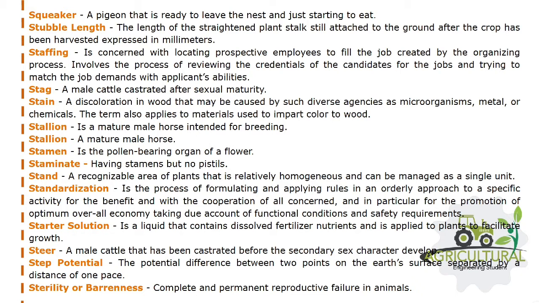Starter solution, is a liquid that contains dissolved fertilizer nutrients and is applied to plants to facilitate growth. Steer, a male cattle that has been castrated before the secondary sex characters develop. Step potential, the potential difference between 2 points on the Earth's surface separated by a distance of 1 pace. Sterility or barrenness, complete and permanent reproductive failure in animals.